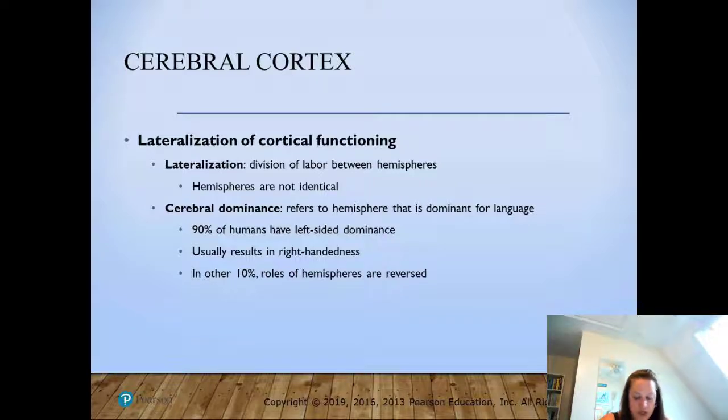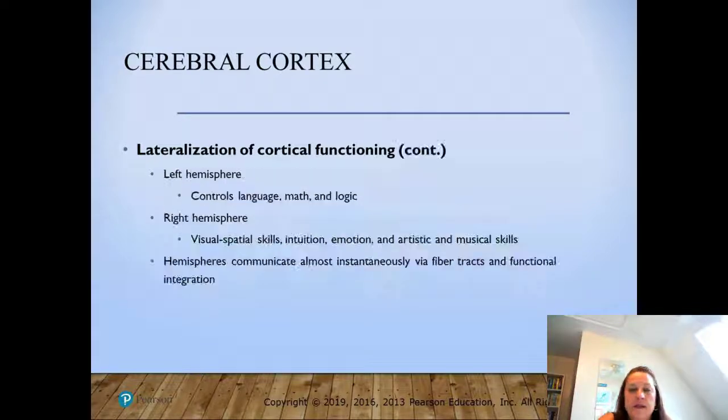Lateralization of cortical functioning means that each hemisphere is not identical, right? The right side does something and the left side does something. Usually people are cerebral dominant. Most human beings are left side dominant, which usually results in right-handedness. In the rest of us, it's about 10% left-handedness.